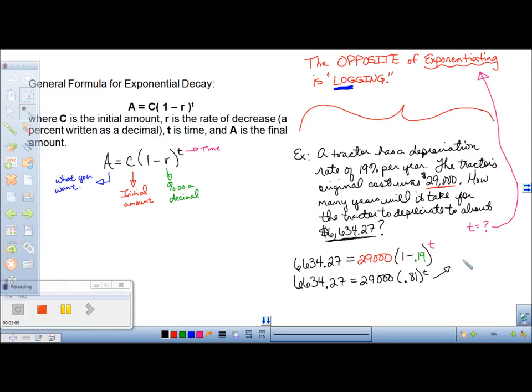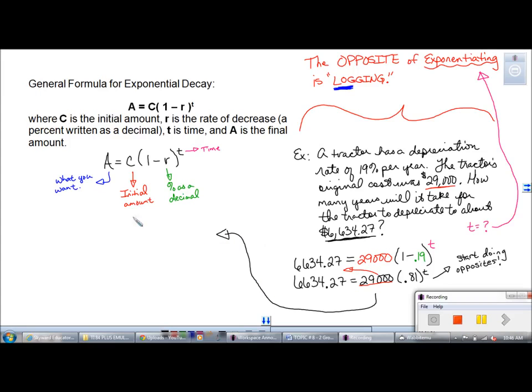And then how do we start to solve this? Same thing that we just talked about a second ago. We're going to start to do opposite operations in order to isolate that variable t. So let's look at 29,000. We're multiplying 29,000 times 0.81 to the t power. So to bring it over to the other side, we're just going to do the opposite of multiplying by 29,000, which would be to divide by 29,000 to the other side.